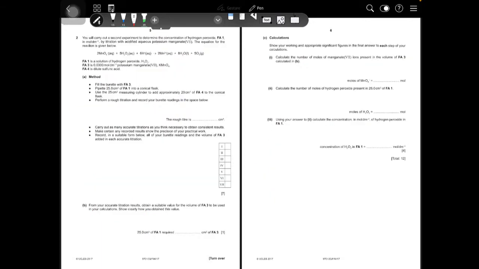So let's go ahead into question 2. In this question, we need to identify the concentration of hydrogen peroxide that we used in experiment 1, but this time we're going to use a different approach, which is a titration with potassium manganate with dilute sulfuric acid. So let's go into the experiment real quick in the lab.